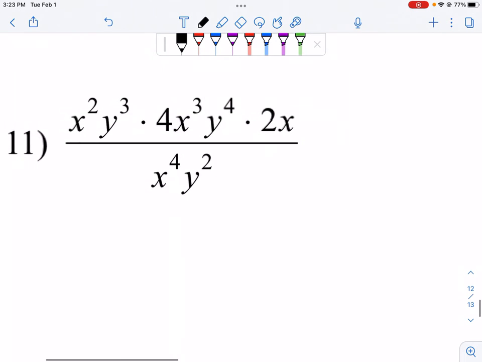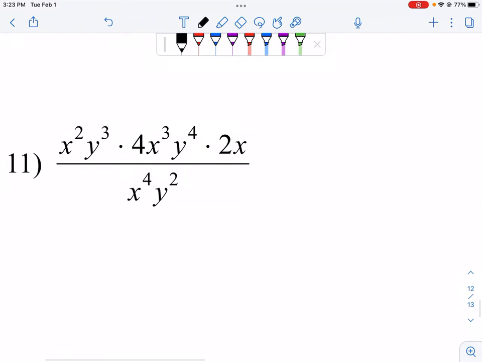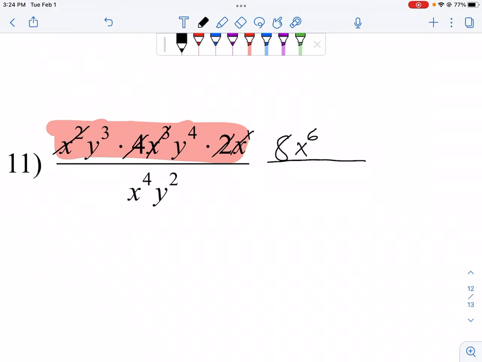On number 11, we are going to simplify as much as we can on the top. So I'm going to look all the way across the top here and simplify what I can. So 4 times 2 is going to make 8. That was these two. I have x to the second, x to the third, and x to the first. That makes a total of x to the sixth. And the y to the third and y to the fourth makes a total of y to the seventh. In our denominator, there's nothing that reduces or simplifies, so I'm going to leave that.